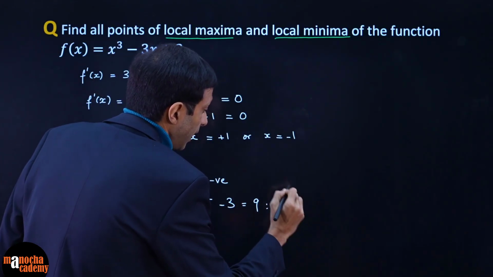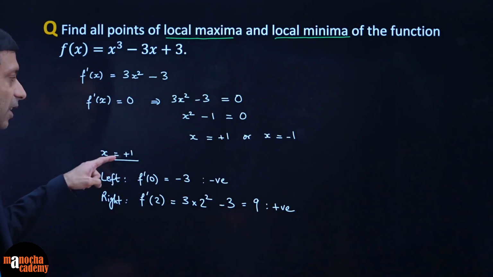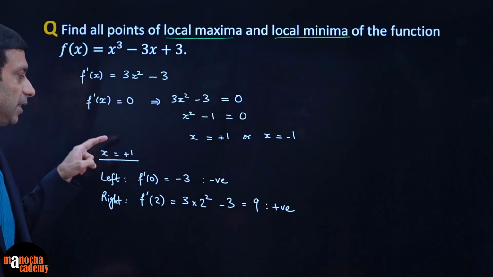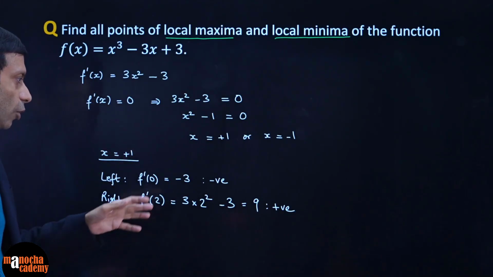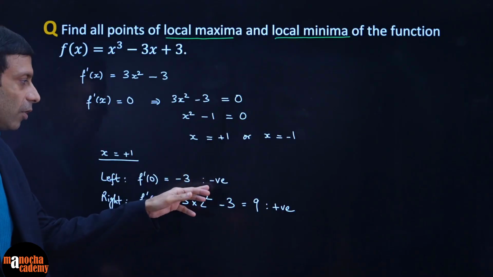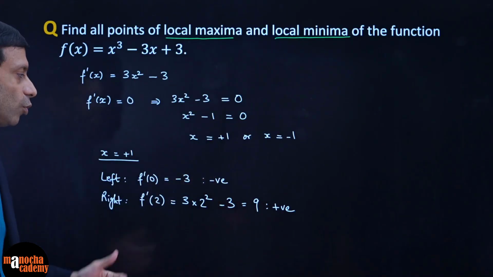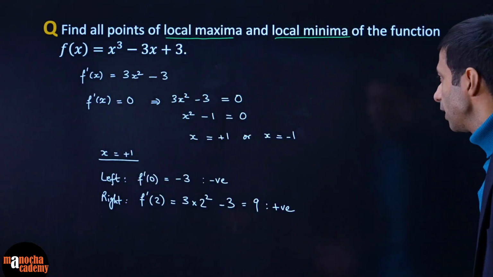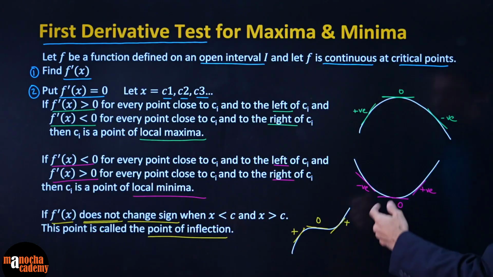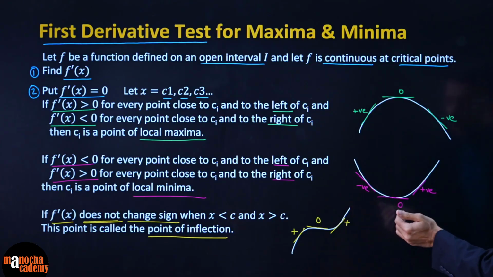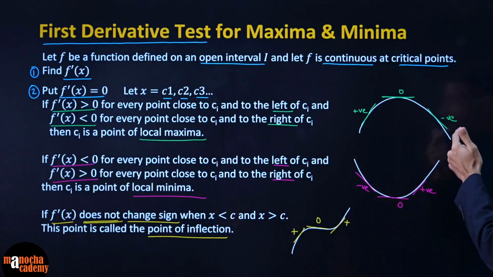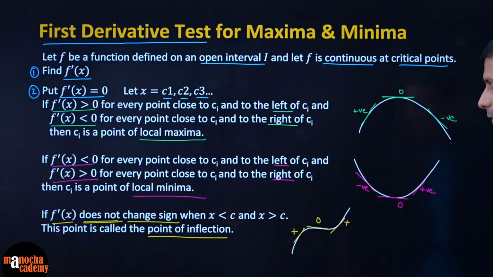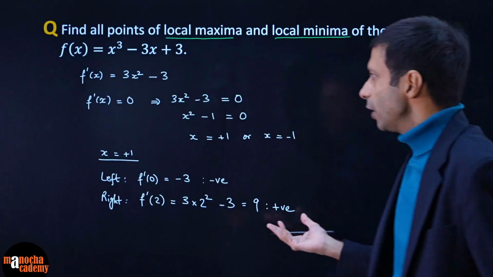So guys, now you decide and tell me that at this point x equal to 1, is it a point of maxima or minima? To the left, f dash x was negative. To the right, f dash x is positive. So what is it? A point of maxima or minima? See, take a look at our criteria. To the left of it, it was negative. To the right, it is positive. So clearly it is a point of minima. Yes or no?